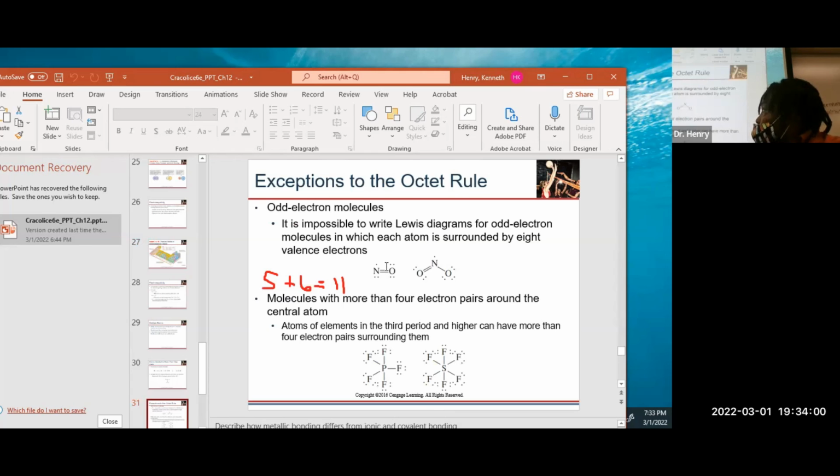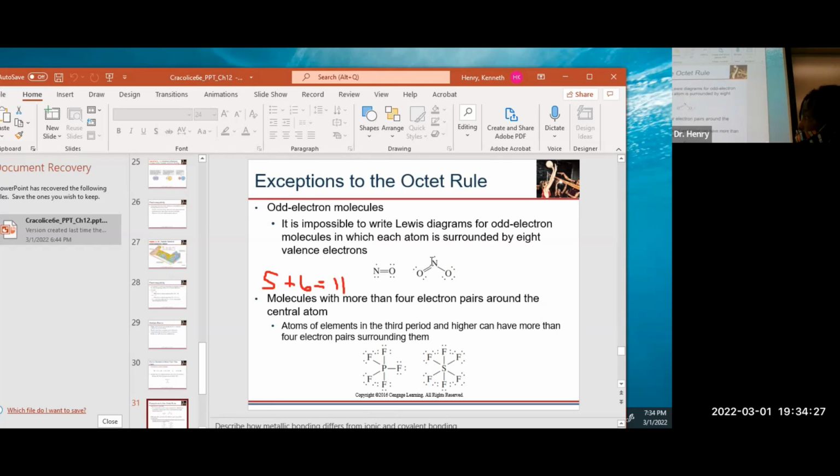Okay, so if we take a look here, there's 2, there's 4, there's 6, there's 8 around oxygen, and then nitrogen gets screwed. It gets what's left over. So it's going to try to get as close to the octet as it can get, but it will never reach it. It'll get to 7. So that's 2, that's 4, that's 6, that's 7 electrons around nitrogen.